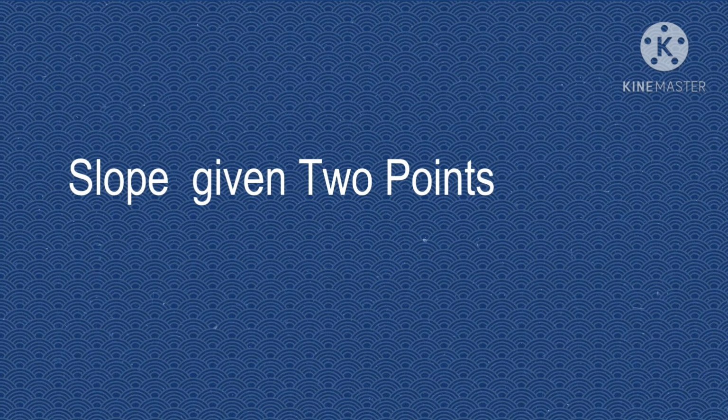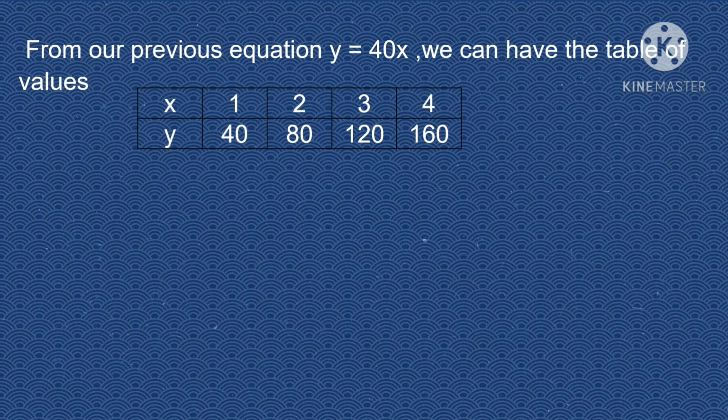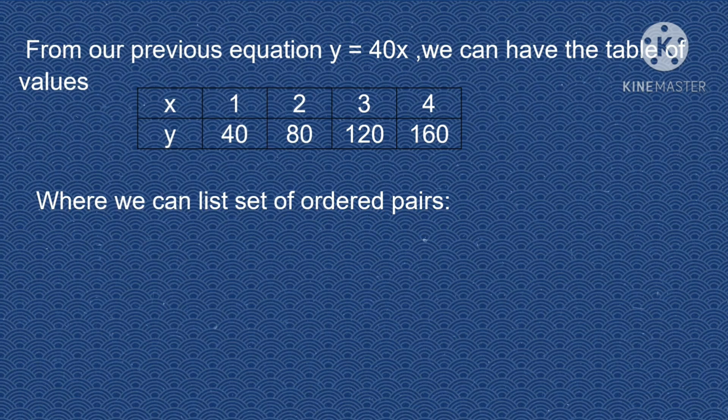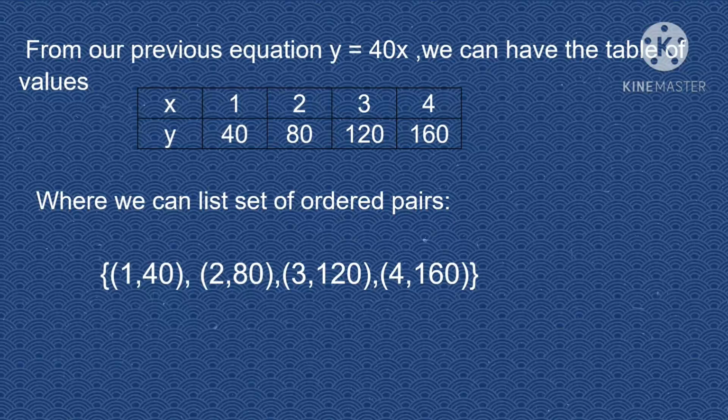Slope given 2 points. Remember the number of kilograms of rice received during the pandemic, where we set the equation y equals 40x? We can have the table of values, where all values of x are the number of kilograms, 1, 2, 3, 4, and the y, which are the costs, 40, 80, 120, 160. We can transform it as the set of ordered pairs, 1, 40, 2, 80, 3, 120, and 4, 160.